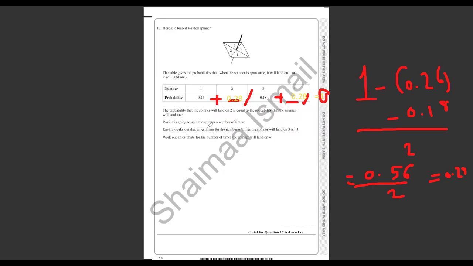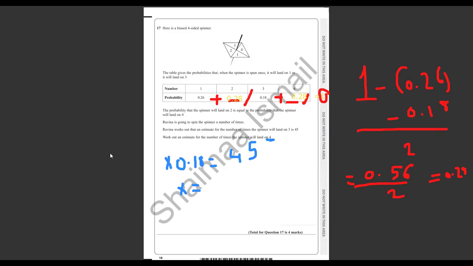Okay, so here we work out the spinner lands on 3 is 45 times. So we have a number of times that we don't know, so we say, can we say x? So here we can say x multiplied by 0.18. X is the number of times that he spins the spinner that we don't know, equal to 45. So to get the value of x, we multiply by the number landing on 4, number of spinning times.